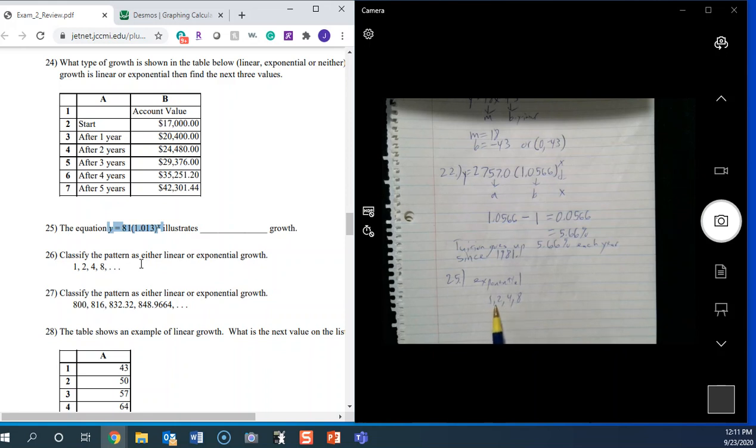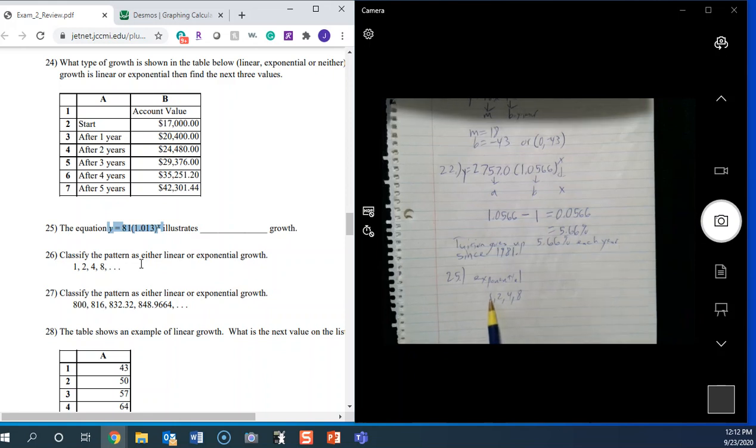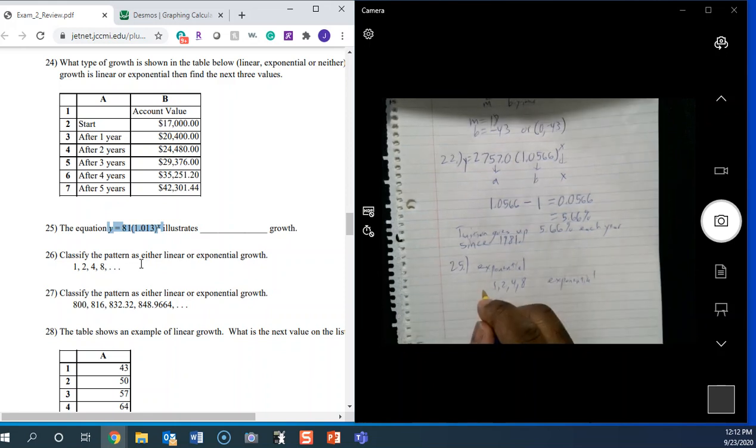Now we're going to try exponential. Exponential deals with multiplication or division. Oh, and we didn't have to do subtraction because the values are not going down. That's why we just did addition. So look, 1 times 2 is 2, 2 times 2 is 4, 4 times 2 is 8, so we know it's exponential. So that was 26.